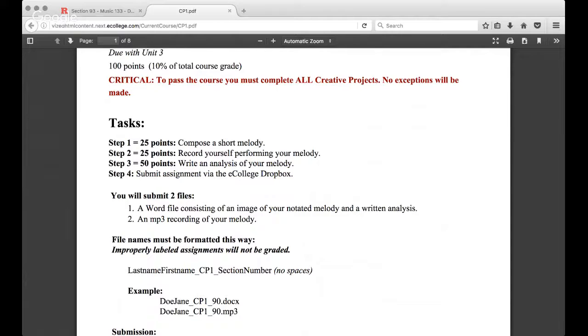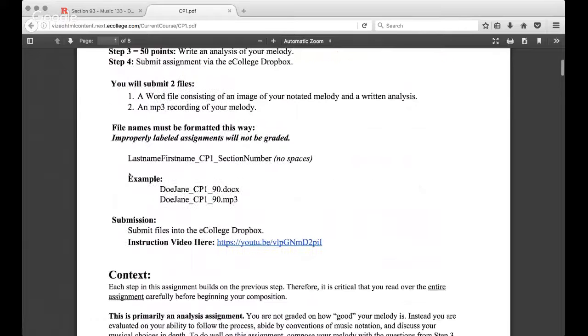And another key point here, again, it's all about following instructions. Submit only 2 files. If you find yourself submitting 3 files, 4 files, 1 file, 3.5 files, something's gone wrong. One file is a text file with an image, both in one file, and the other is an audio MP3, not a WAV file, not an AIFF file. Only MP3s are accepted.